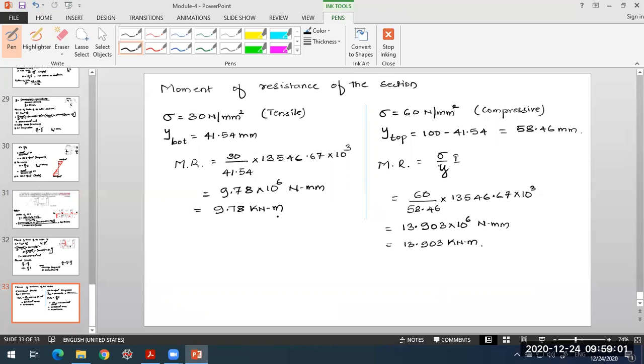Okay, now we have two moments of resistance, one 9.78, other 13.903. Out of these two, this is the least one. So the beam can at the maximum support 9.78 kilonewton meter moment. Therefore, we have maximum bending moment in the beam as 9.78. This is the maximum bending moment that the beam can withstand.